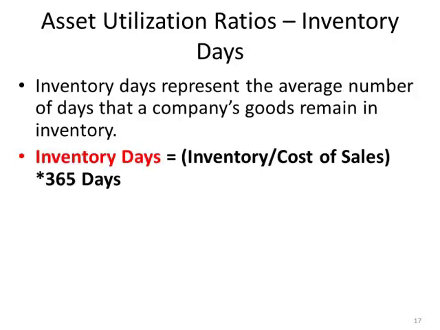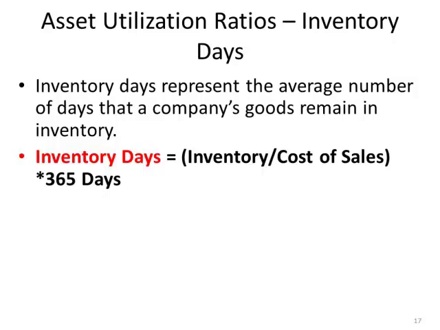So the way we measure inventory days is we take the inventory, okay, divided by the cost of sales times 365 days. So let's break this down a little bit. So we understand what inventory means, right? How much inventory does the company hold? And cost of sales is essentially the cost used to make those goods.